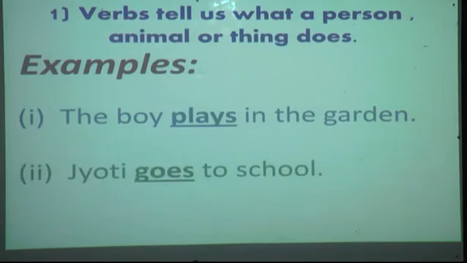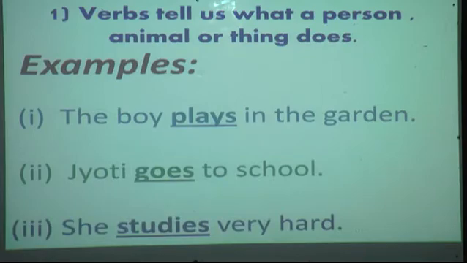Now what is the first one? A verb tells us what a person, animal or thing does. So what are the examples in this? The boy plays in the garden. Second, Jyoti goes to school. Now in the first sentence, what is the boy doing in the garden? Yes, he is playing. Some action has been done by the boy. And the second sentence is Jyoti goes to school. That is also an action. So these two sentences show what a person does.